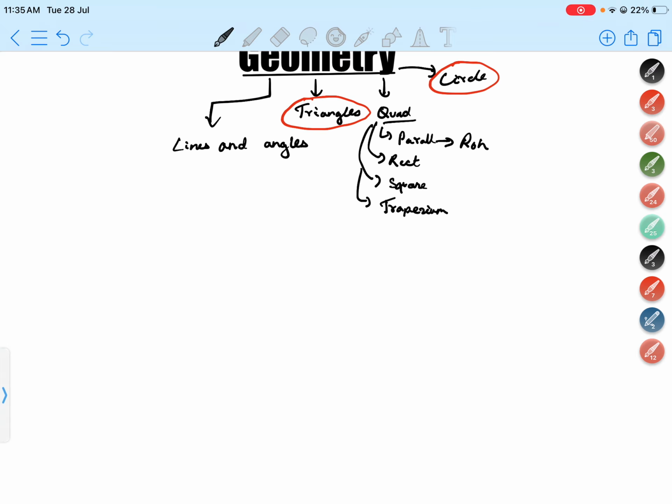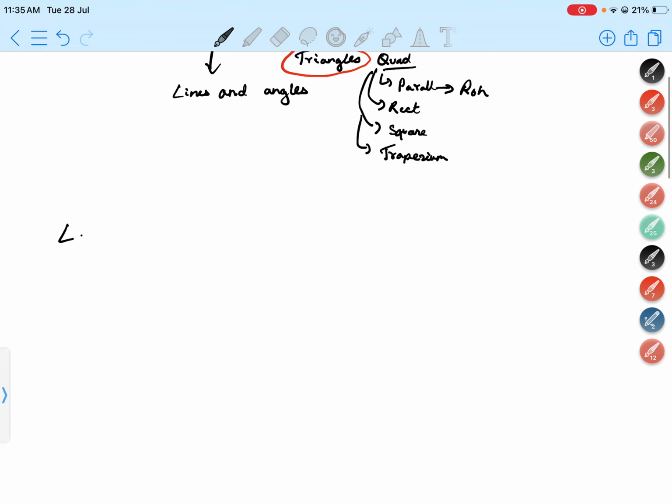Coming to the first topic we will be studying in this lecture, that is lines and angles. Before starting lines and angles, we need to first know what lines and angles are. As the name suggests, a line is basically a straight line connecting any 2 points in a space. So if I say that this is a point and this is a point somewhere, and if I want to connect these 2 points, then I will just simply draw a straight line from here to here, that is from A to B.